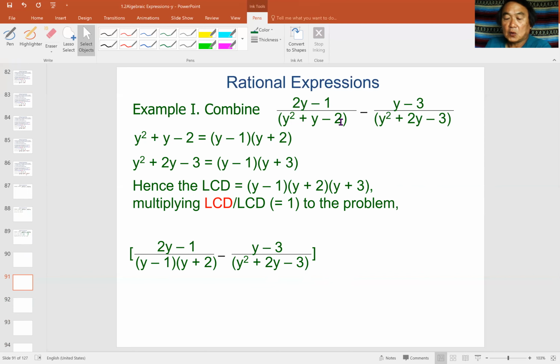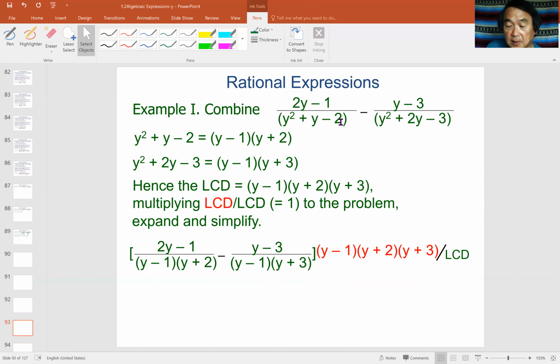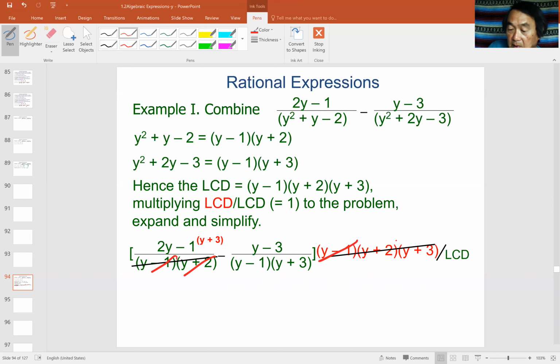Take the problem, multiply by the LCD over the LCD, 48 over the 48. Then I multiply the top numerator across. Cancel. Y minus 1 cancels with y minus 1, y plus 2 cancels y plus 2. The leftover is y plus 3. So put a y plus 3, which is going to multiply to 2y minus 1. But I'll do the next steps and then carry over to the next one.